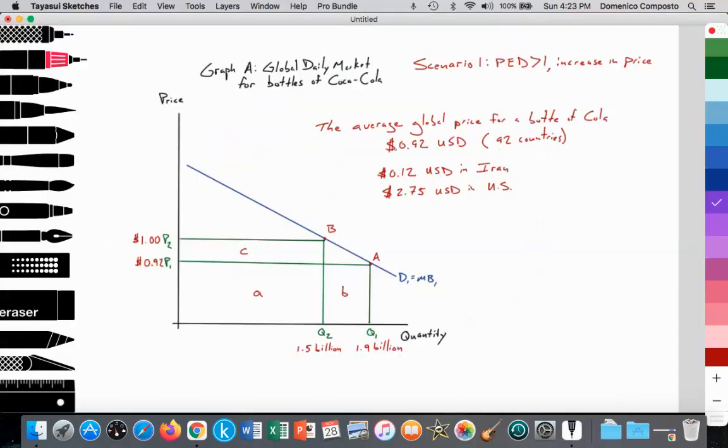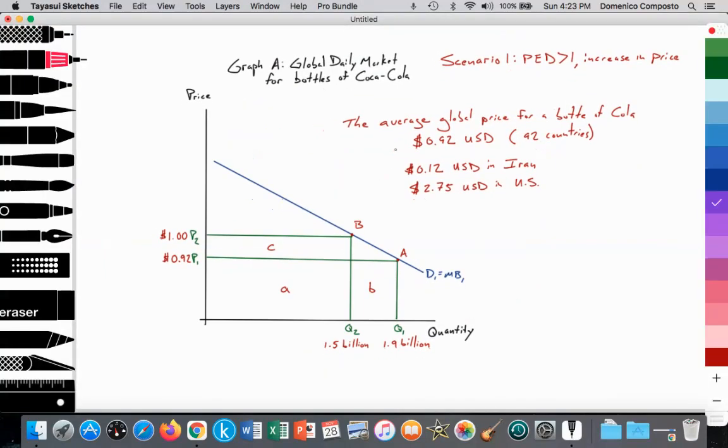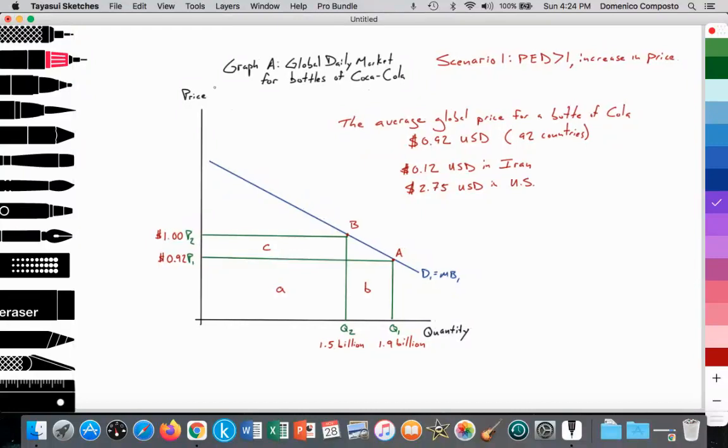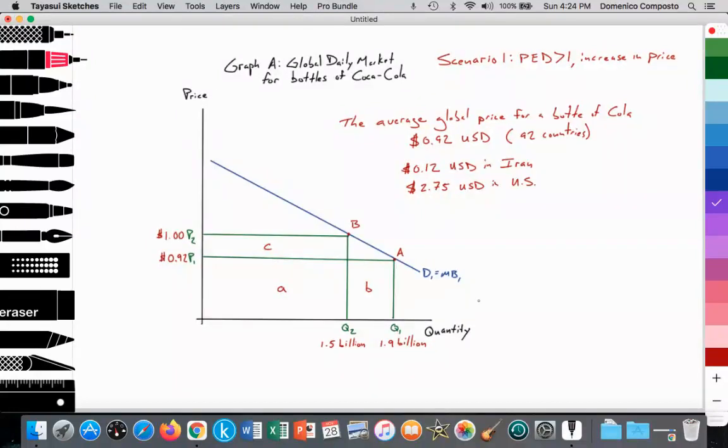So here we have our model. We're looking at the global daily market for bottles of Coca Cola. We're measuring the price of those bottles per unit on the y-axis and the quantity on the x-axis. We have our downward sloping demand curve labeled D1 equal to the marginal benefit, and we have two prices. One set at P1 with a quantity demanded at Q1 at point A, and another price at P2 with a quantity demanded at Q2 point B.